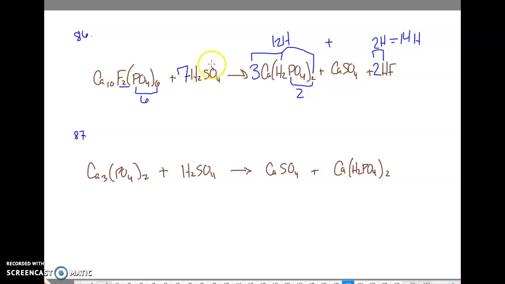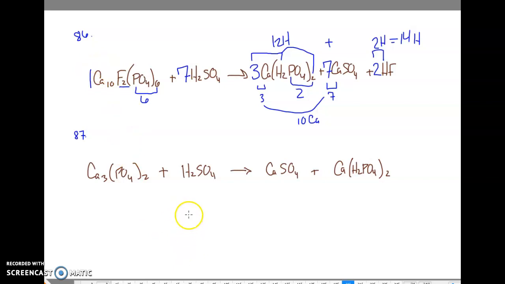Multiplying that by 7 also multiplies sulfate by 7, so I'm going to do that here, put a 7. And by doing that, it gives us 7 and 3, 10 calciums. So there you go. 10 calciums on both sides, 14 hydrogens, 7 sulfates. We're good to go. And in the computer you'd put a 1 there.